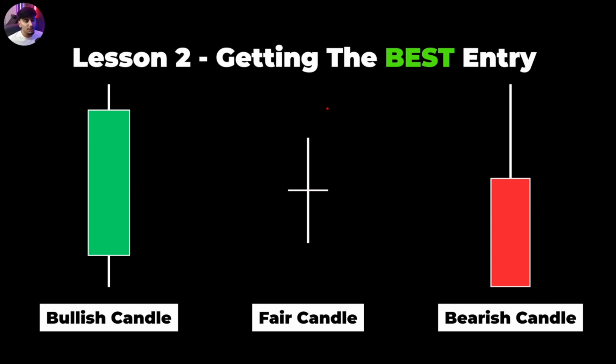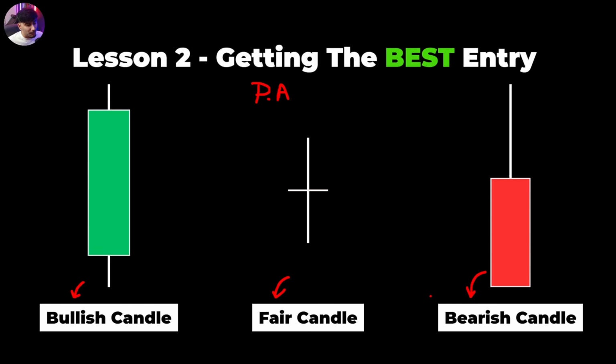To help answer the question, you need to understand how we're going to get the best entries. And to get the best entries, we need to understand price action. Now, to understand price action and to simplify price action, there's only 3 main candles that you need to focus on. The first one will be the bullish candle, the second one will be the fair candle, and the third one will be the bearish candle.